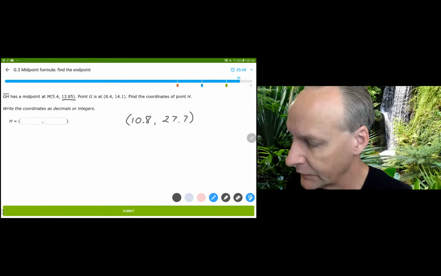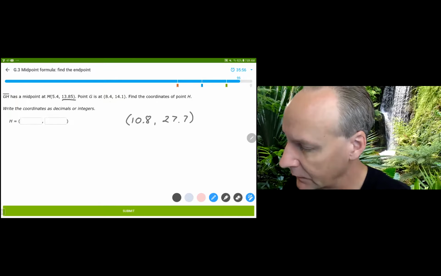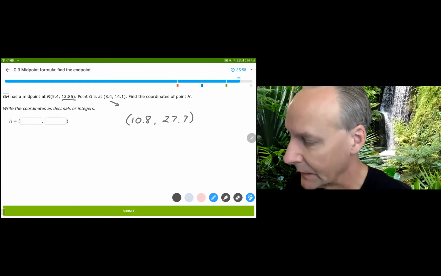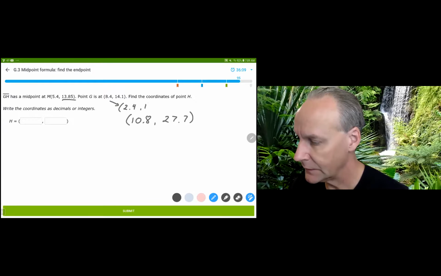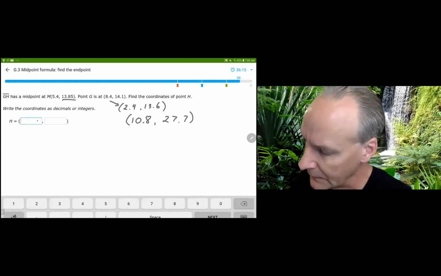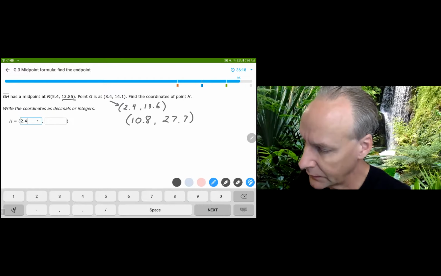And in order, I'm just going to double check it real quick. 26 and $1.70, yeah. So I use money for these. 8.4, I need to add 2.4. And the 14.1, I need to add 13.6. And it's looking good, 27.7, yep. 0.4 and 13.6.